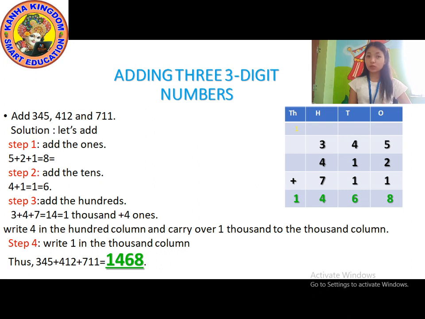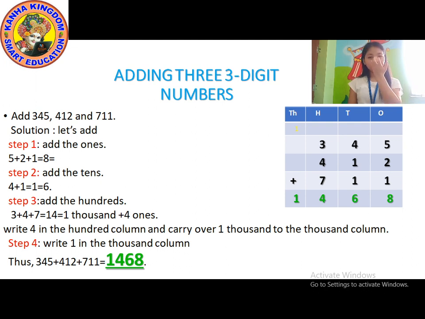That means we are adding the ones, all the digits present in the ones place in the place value chart. So 5 plus 2 plus 1 is equal to 8, right?